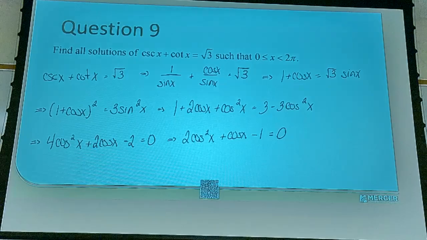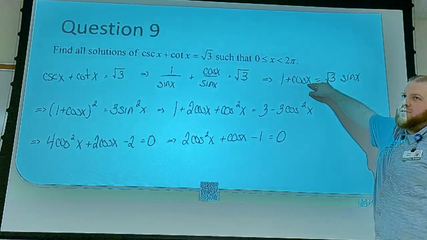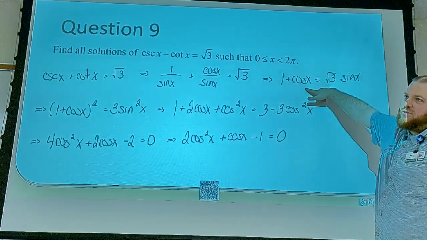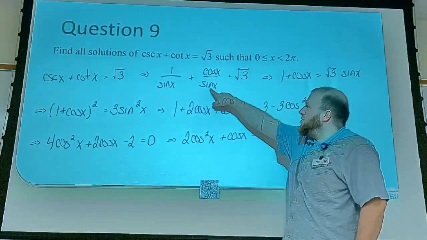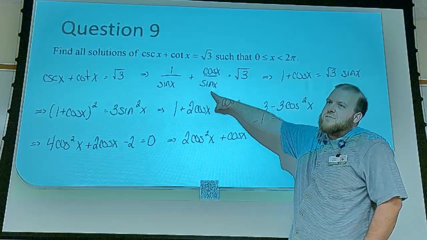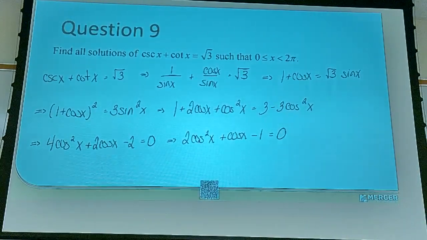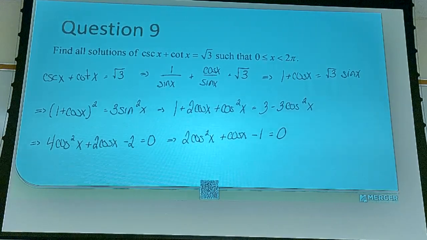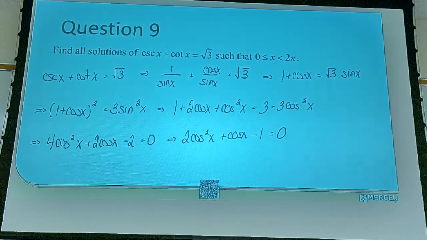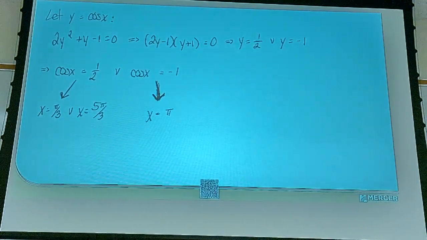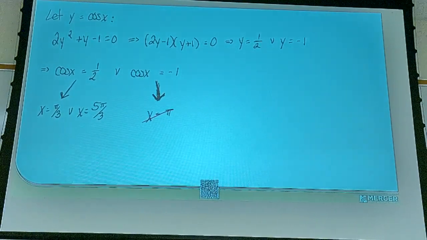Start with pi. And the easiest thing to do would probably be just to look at this equation here. Because up to this point, we haven't done anything. For pi, I can immediately rule it out because sine of pi is 0. And we can't have 0 in the denominator. So immediately, x equals pi is ruled out as a solution.